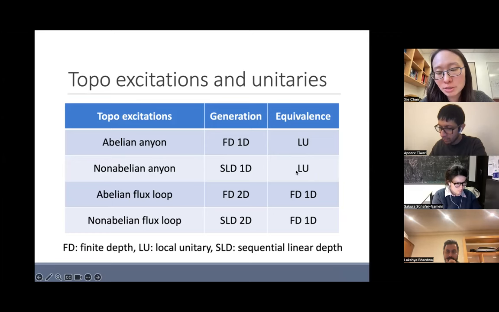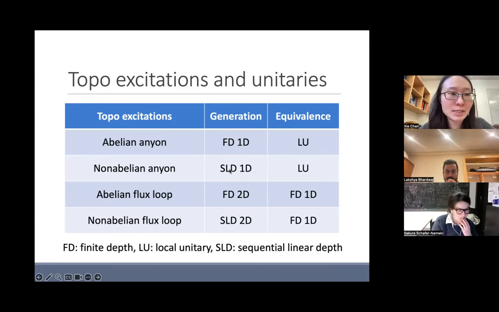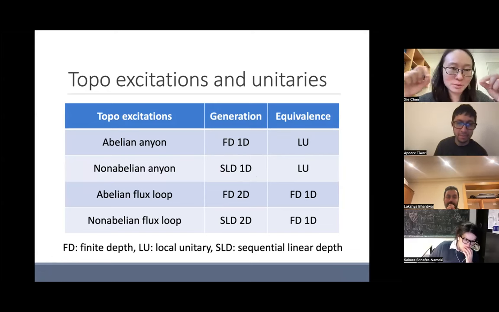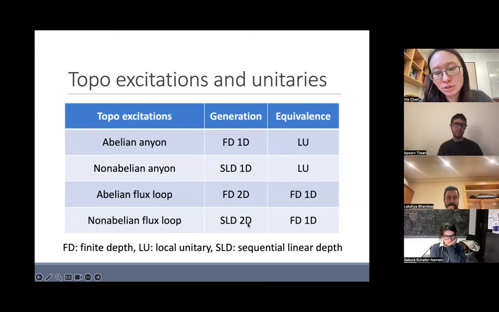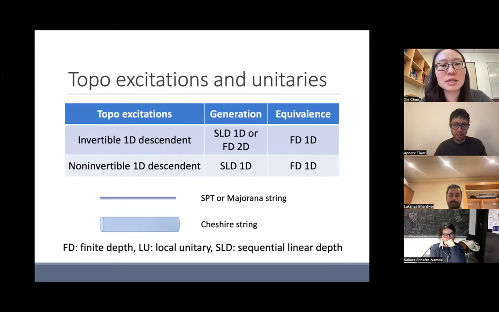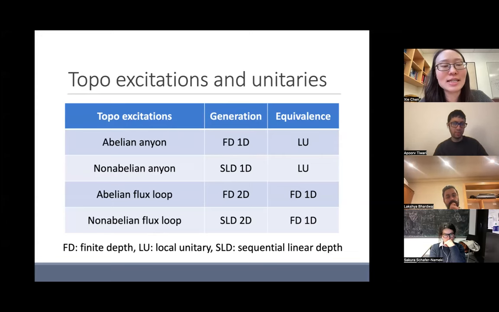Similarly, for non-abelian anyons, the equivalence is also given by zero-dimensional local unitary, but the generation is given by a one-dimensional sequential linear depth circuit. This is because for non-abelian anyons, we have to do it step by step. We have to drag them apart step by step. So this is a sequential linear depth circuit in 1D. And then in order to generate an abelian flux loop, similarly, we can use a finite depth 2D circuit. And for a non-abelian flux loop, we use a sequential linear depth 2D circuit, while the equivalence relation between the flux loops is given by a finite depth 1D circuit. So if we have two flux loops, we can use a finite depth 1D quantum circuit to fuse them, or to move them, or to deform them. Okay. So these are, of course, what people usually call the elementary excitations.